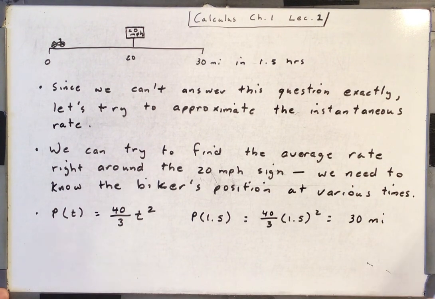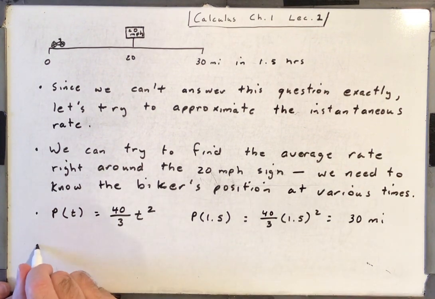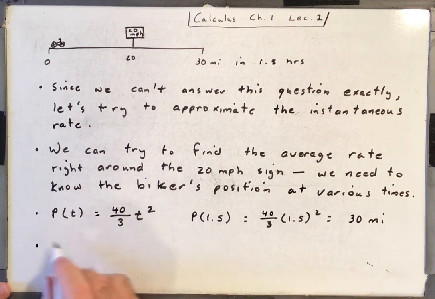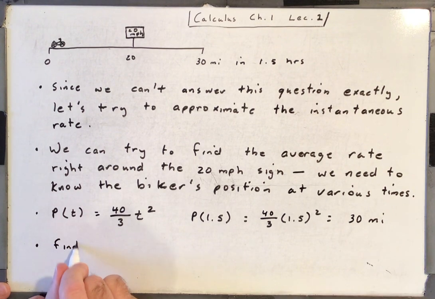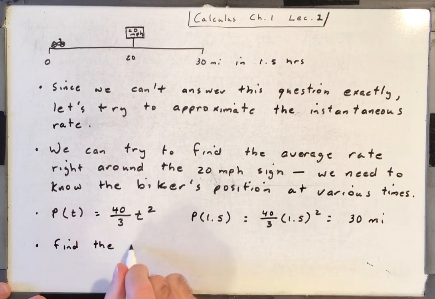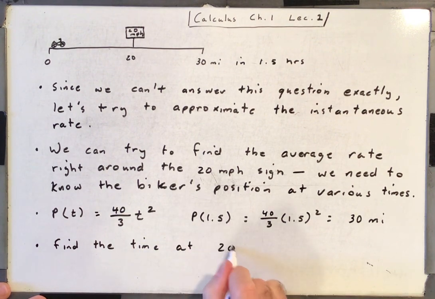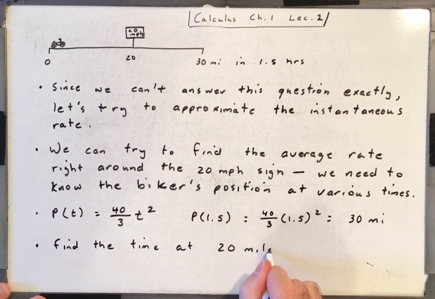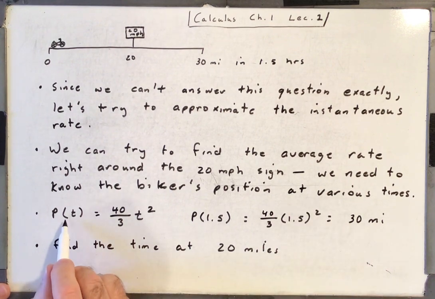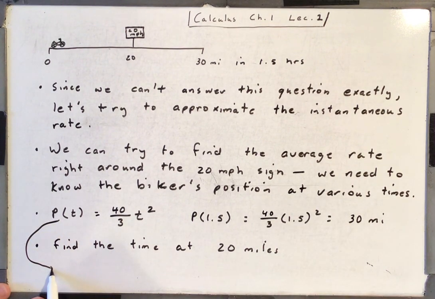All right. So instead of finding position, let's find the time at 20 miles. We could do that. We could just, for P of t, plug in 20 and then solve for t.